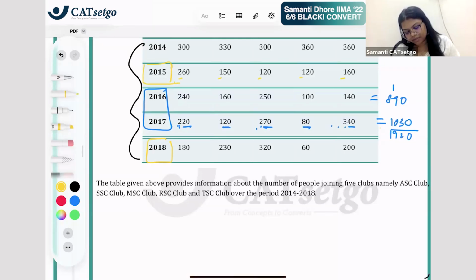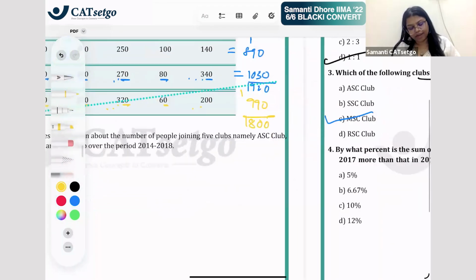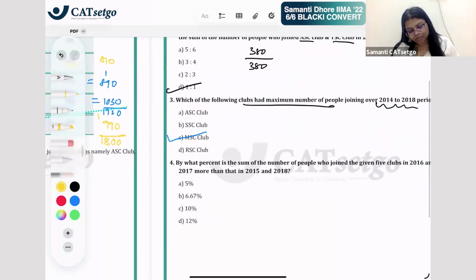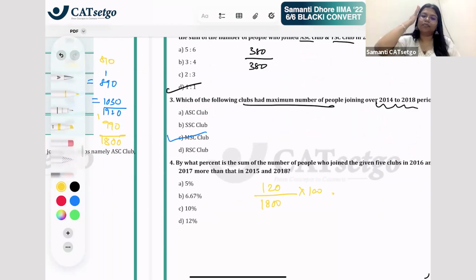200, 300, 400, 500, 600, 700, 810, and this is 100, 200, 300, 400, 500, 600, 700, 800, 900, 990. So how much is this total? 1800. So you have to find by what percent this is more than that. So the answer is 120 divided by 1800 into 100, है ना? Base will be 1800 because the comparison is with 1800 का value. What is the answer here?